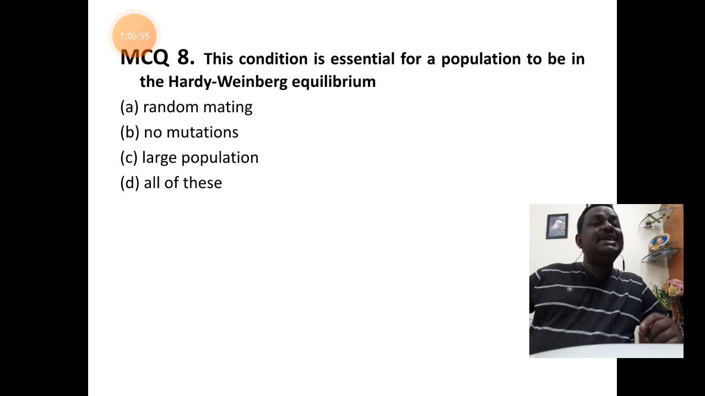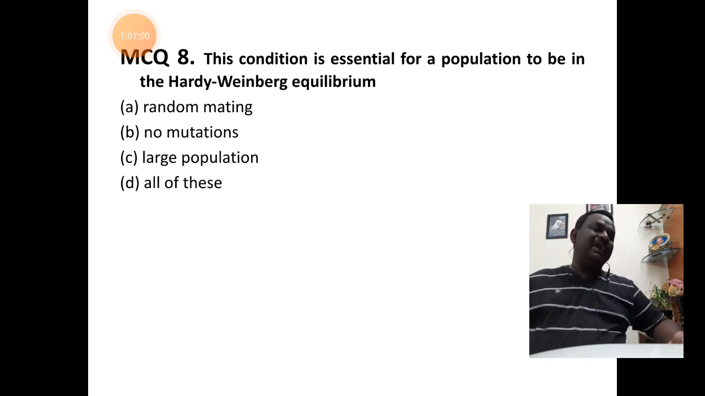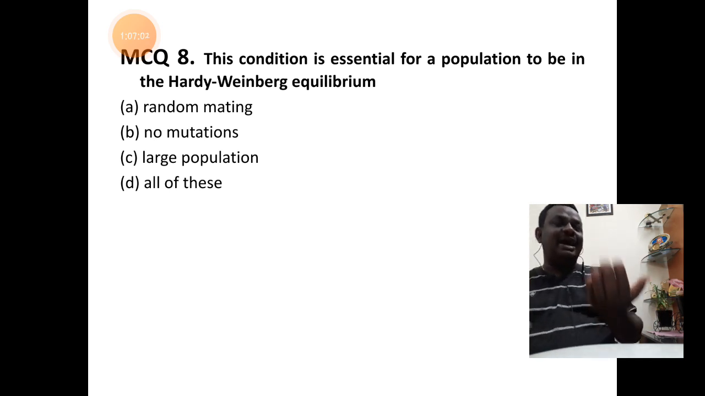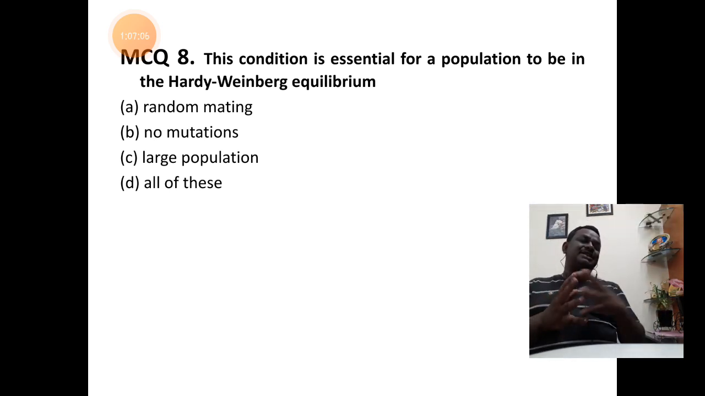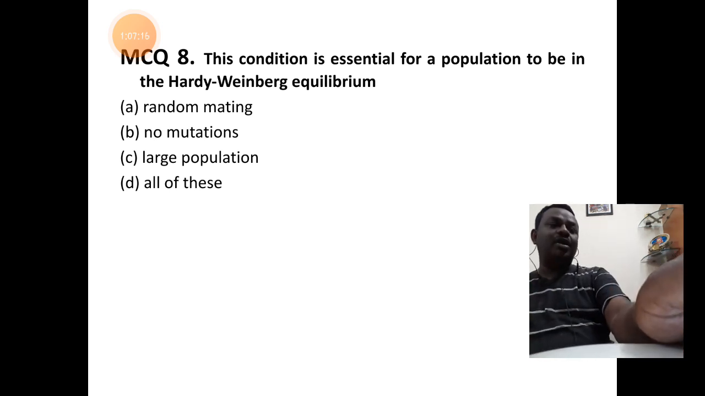This condition is essential for a population to be in Hardy-Weinberg equilibrium. So to have the Hardy-Weinberg equilibrium, these are the factors that are required. We require random mating. Yes, definitely yes. No mutation. Yes. It remains in a large population. Yes. So answer is D, all of these.